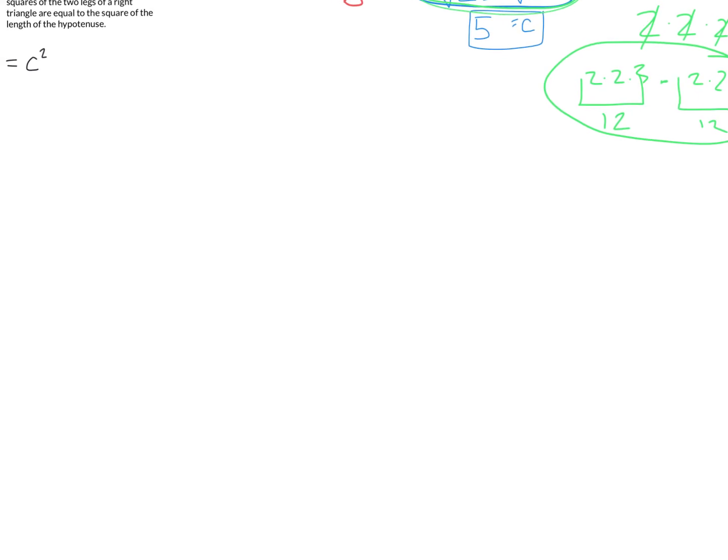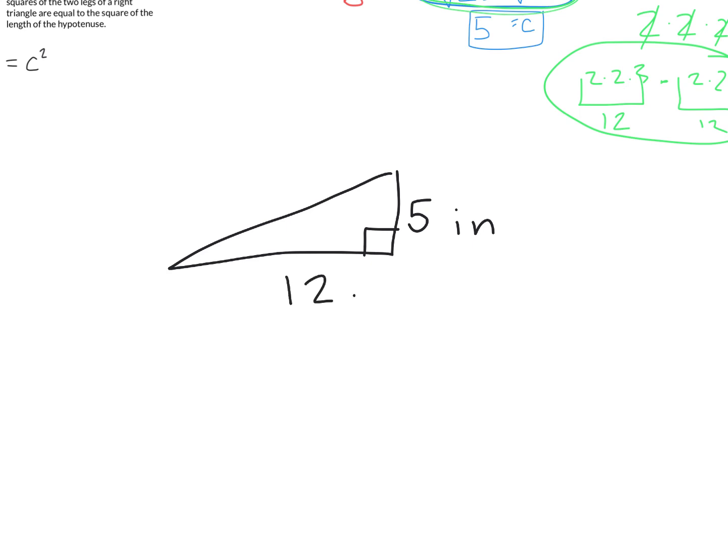What if I had a right triangle like this? And let's say that this side length was 5 inches, and this side length was 12 inches. And we wanted to find this missing side length. Well, the first thing I'm going to do here is locate my two legs. My two legs make up this 90-degree angle, and we call the legs A and B. So I'm going to put an A over here and a B over here. And that means that this side here is C, which is the one that we're trying to find.